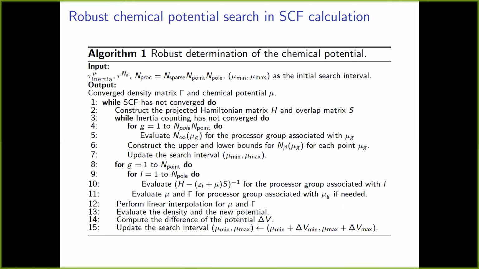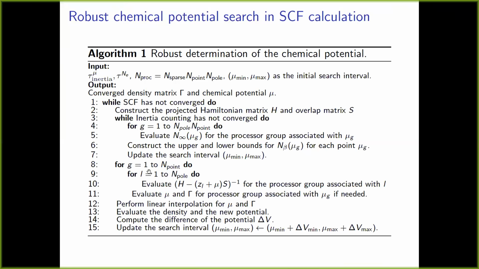So this is going to be the algorithm of SCF calculation for PEXSI. First, when the SCF is not converged, we will have an H matrix and an overlap matrix S. And then for the cost level, we will do the initial counting for n pole plus n pole by n points. And then we will evaluate the n infinities mu g for all the processors associated with mu g. And then we construct the lower and upper bounds, narrow them down, and update the searching interval. And then we will do a fun level of the PEXSI evaluation.